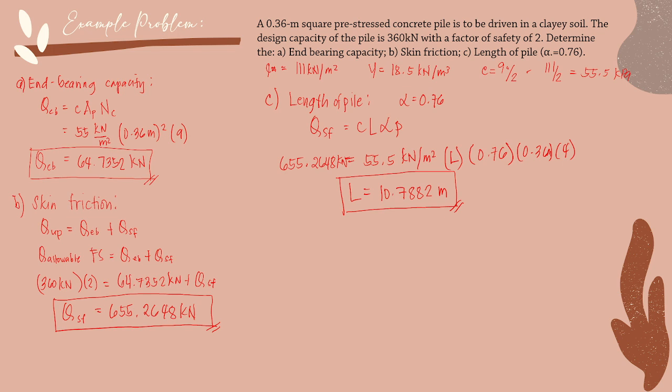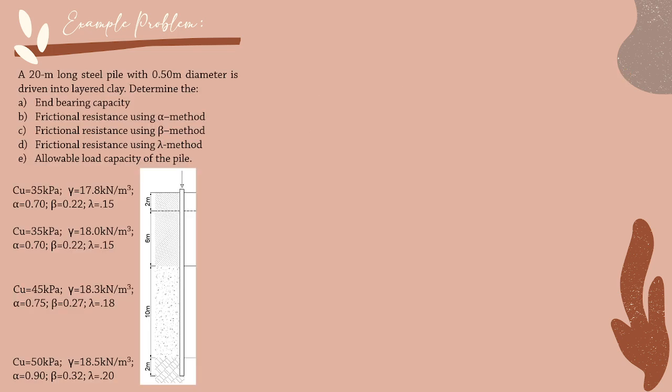So let's have another example problem. So meron naman tayong 20 meter long na steel pile with a diameter of 0.5 meters. So ito yung section niya. Meron tayong tatlong layer ng clay, and yung pinaka taas na layer is nahati siya. Yung isa dry, ito ay saturated kasi below na siya ng groundwater table. So, let's try to solve this one.